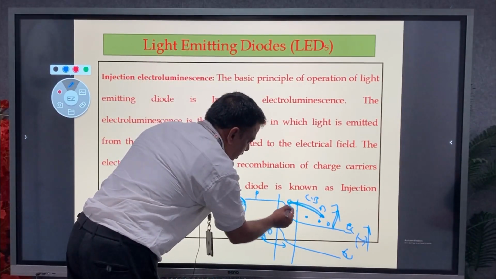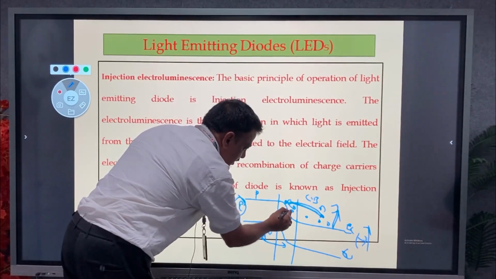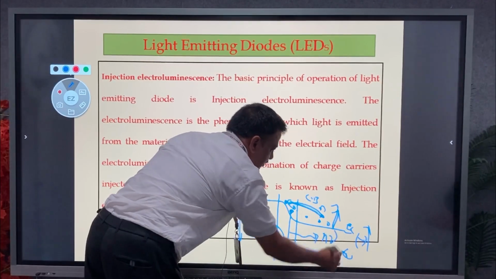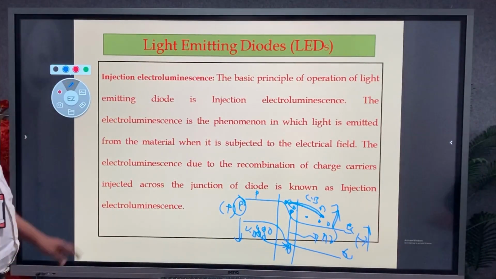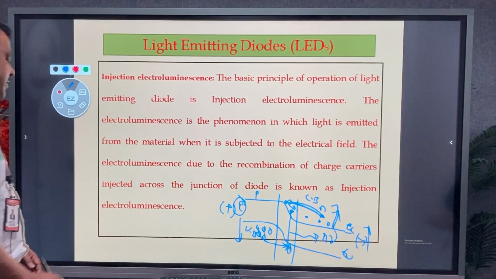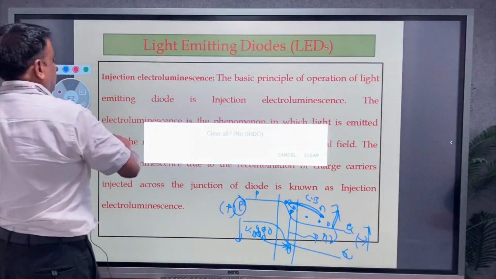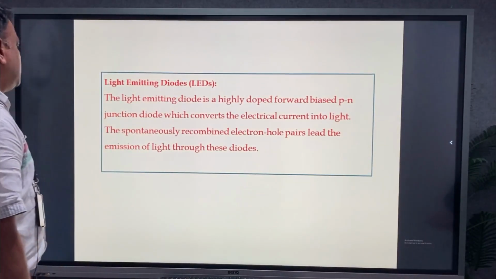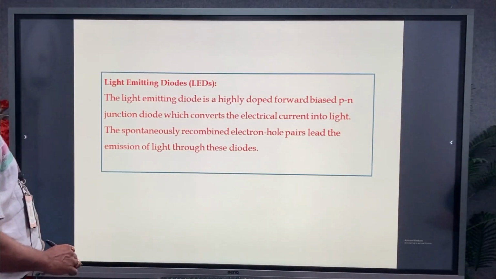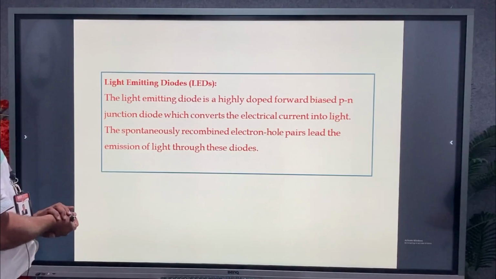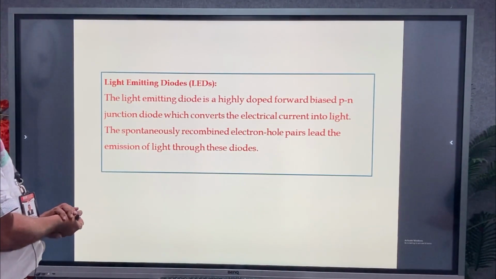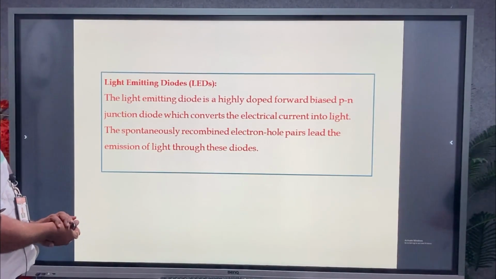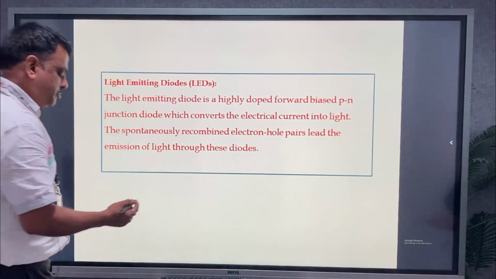Suppose the electrons are injected to the junction; these carriers recombine with holes and emit a photon of energy h nu. This is the working principle of the light emitting diode. A light emitting diode is a heavily doped forward biased PN junction diode which converts electrical current into light. The spontaneously recombined electron-hole pairs lead to emission of light through these diodes.